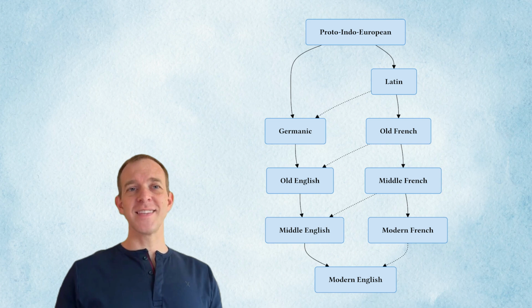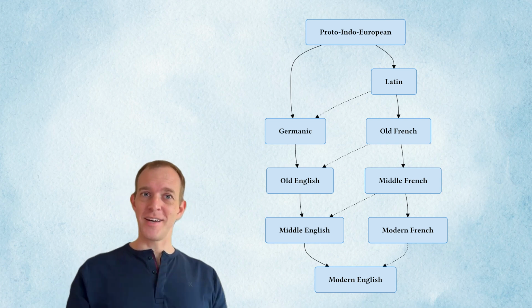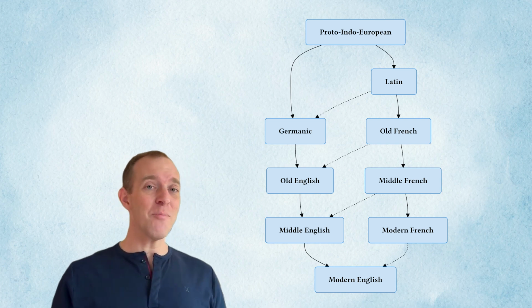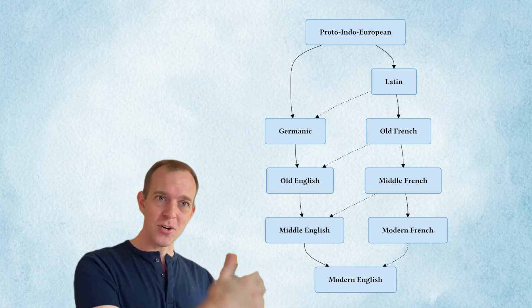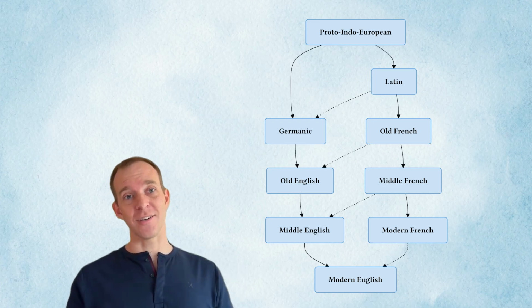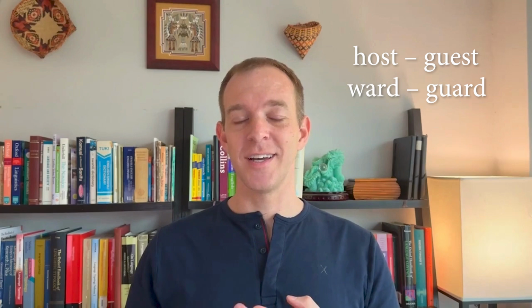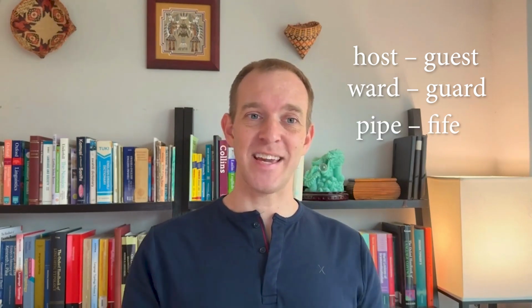Now remember how I said that some words entered English earlier than others? Well, sometimes the same word could enter English twice, or even more than twice, once early in the language's history and once later. This would yield two different words in modern English. When two words in a language share a common historical source, they're called an etymological doublet. So a few examples of doublets are host and guest, ward and guard, and pipe and fife. Each of those pairs of words have the same origin.